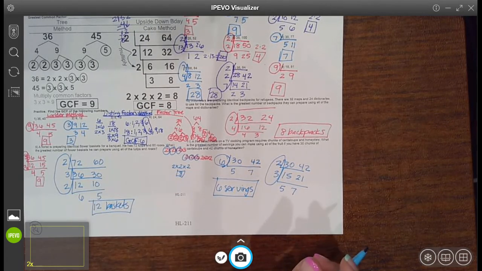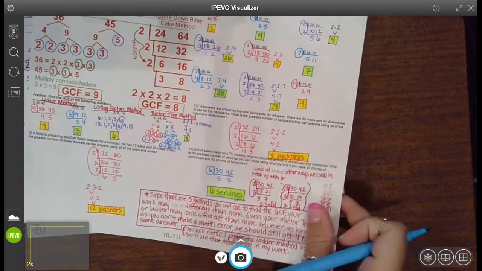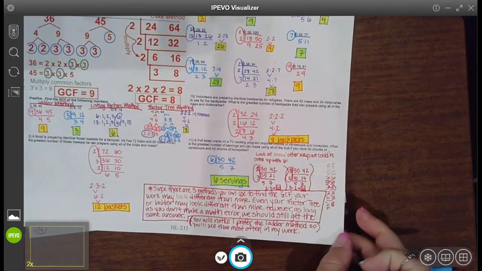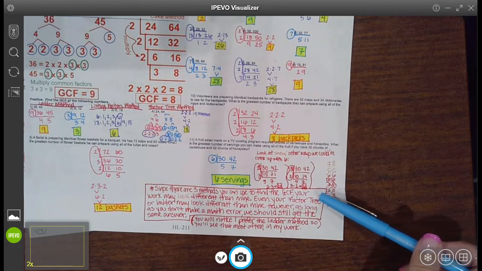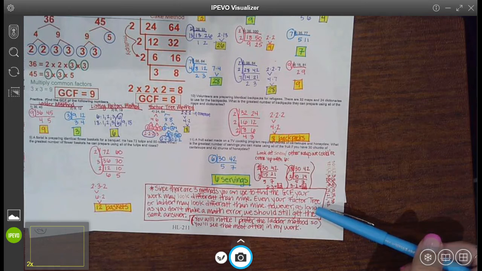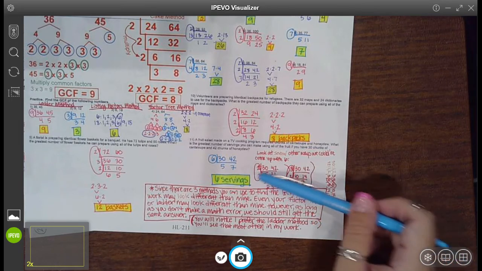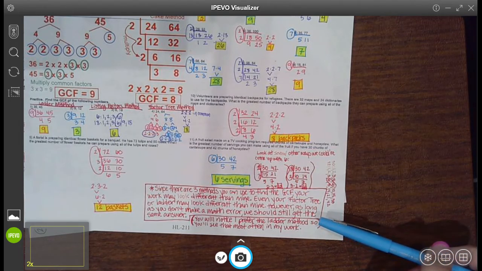All right, if you got 100% on this warm-up, awesome job. You're off to a good track. Okay, again, if you pause the video a lot and then you tried it on your own and came back with us, remember that since there are 3 methods you can use to find the GCF, your work may look different than mine. That's okay. Even your factor tree or ladder, if you chose to do the same method, may look different than mine, as we showed over here. However, as long as you don't make a math error, we still should get the same answer.